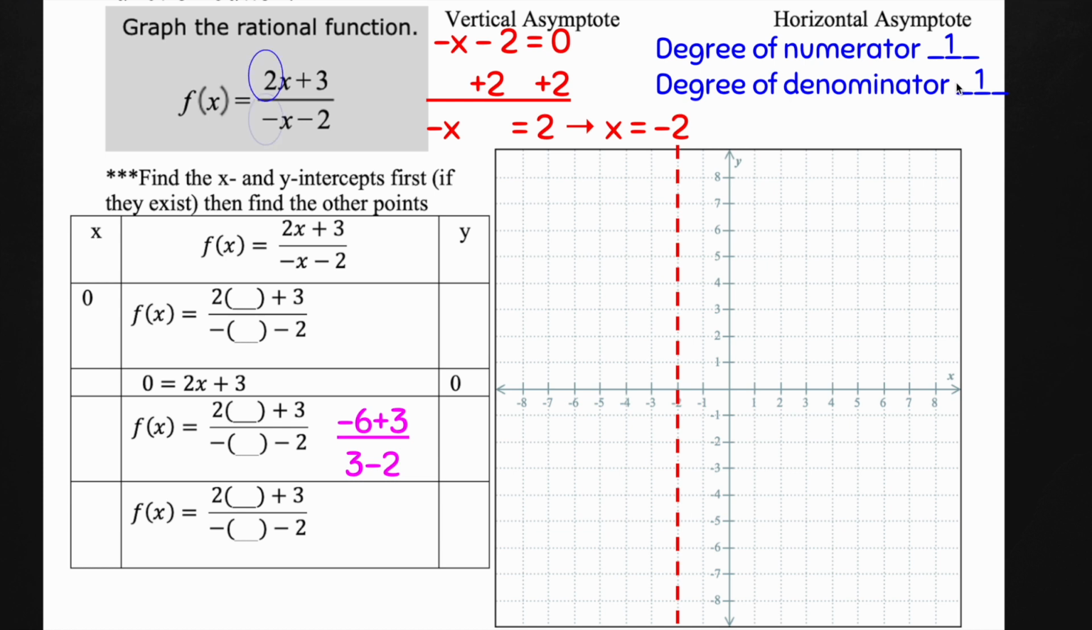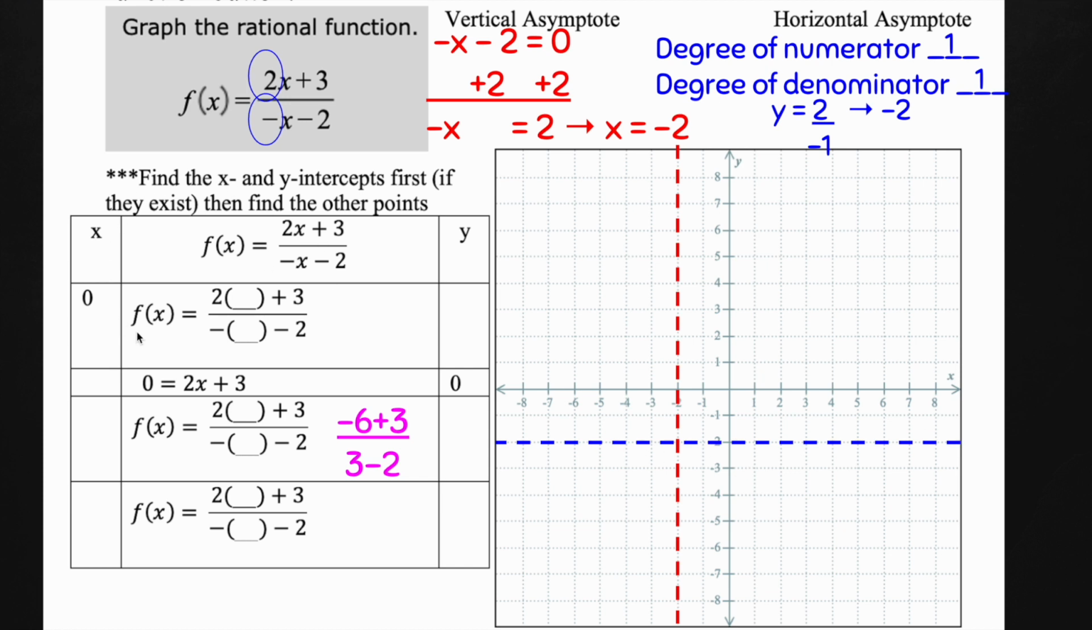So in this case, I have to look at the leading coefficient, which is 2 and negative 1, and I have to create a fraction. So 2 divided by negative 1 is negative 2. So there is my horizontal asymptote. So I have my 2 figured out there.